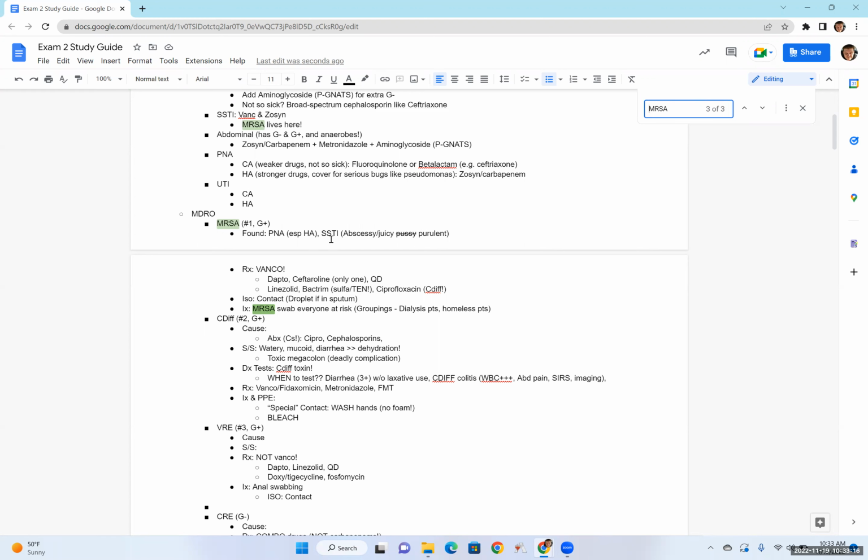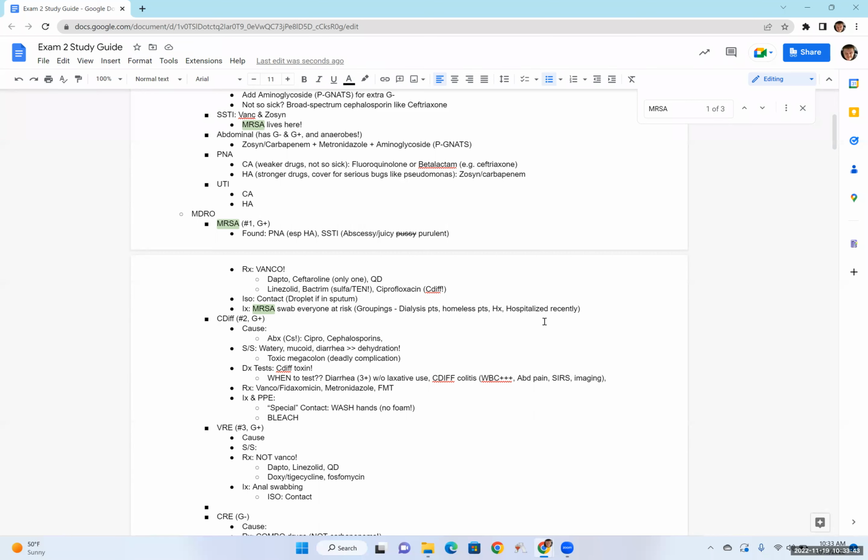Well, they can develop MRSA pneumonia, but who's at risk? MRSA swab everyone at risk, right? You've got dialysis patients, homeless patients, people in group gatherings, and patients with a history of MRSA. Good, you can add that. They have a history of MRSA, and it's probably because they were on dialysis or hospitalized recently.